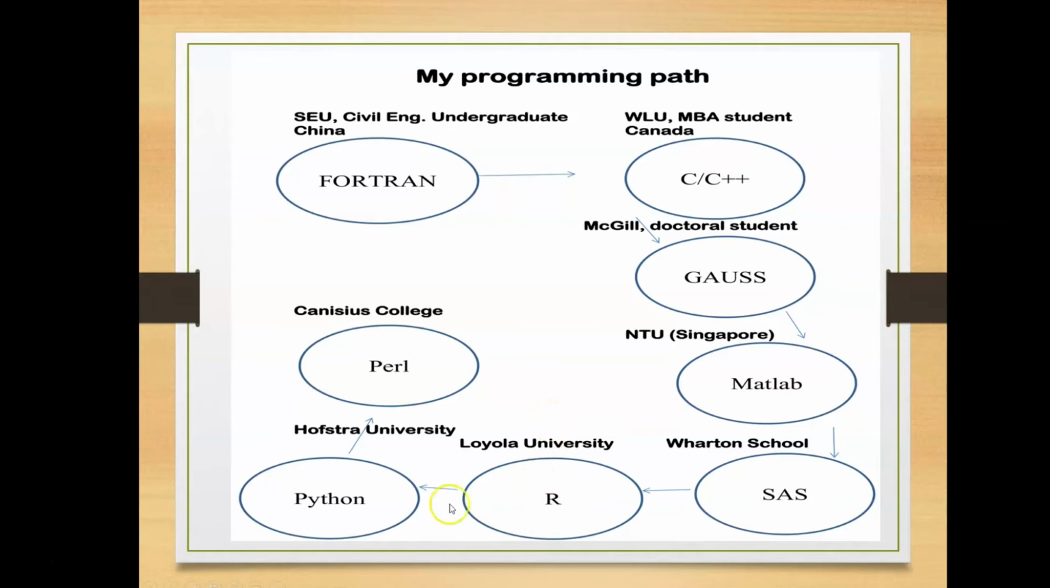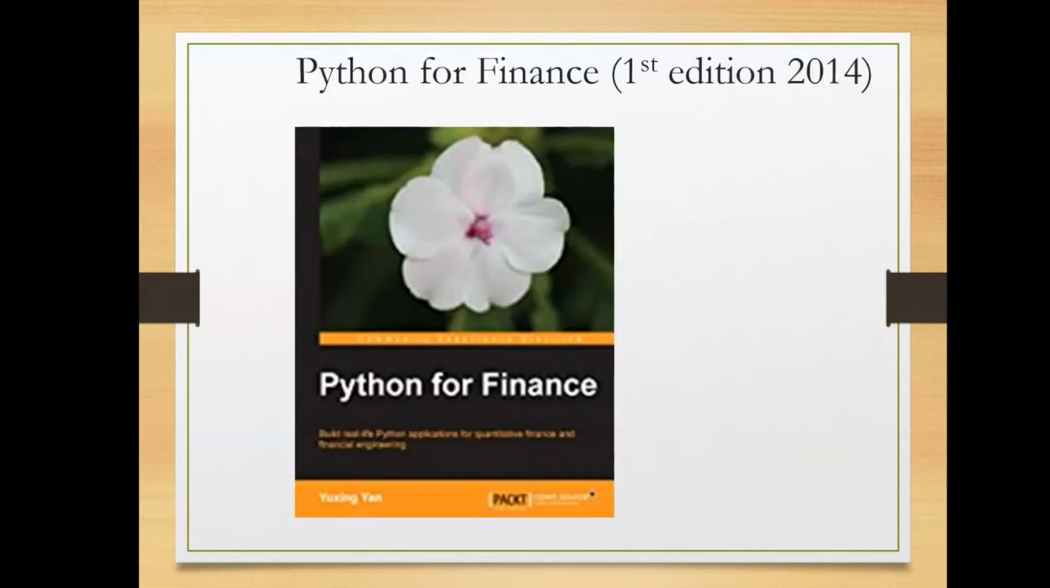Then I started to learn R and Python. Both R and Python are open source software. And so then I learned to apply R and Python to finance. And so this is my first book.